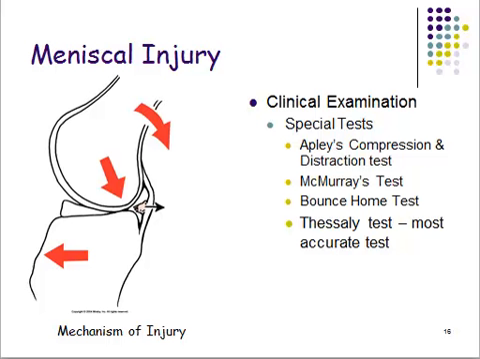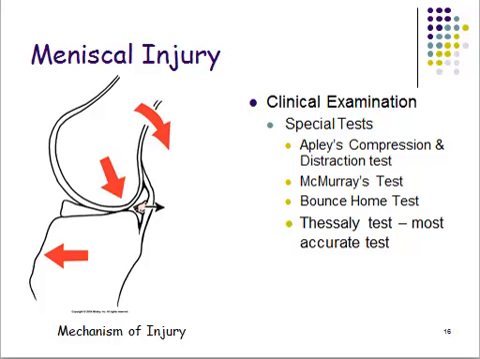Now, during the clinical exam, one of the common complaints of somebody with a meniscal tear is that they have a locking sensation. There will also be pain and swelling, but locking sensation indicates that there's a meniscus problem. You'll see a list of special tests on your slide here: the Apley's compression and distraction test, the McMurray's test, the bounce home test, and the Thessaly test. And I'll show you these when I return.